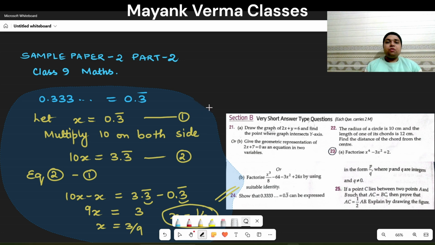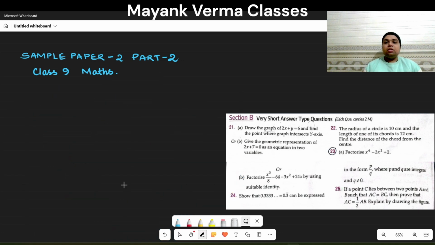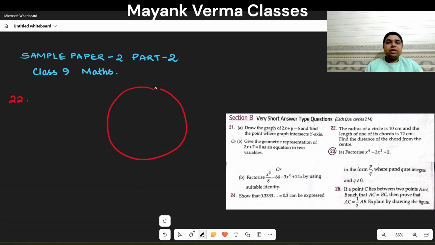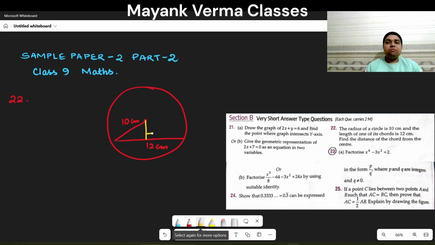So in the next question, I am talking about the 22nd question. The radius of the circle is given, that is 10 centimeter, and the length of one chord is also given. So we have a circle with us, and the radius of this will be 10 centimeter and the chord is 12 centimeter. We need to find the value of this part, this perpendicular distance it is saying. So let's name it A, B, this is C and this is O.